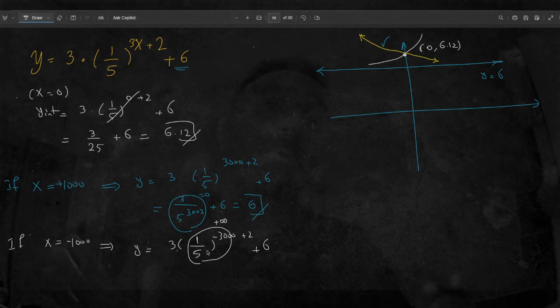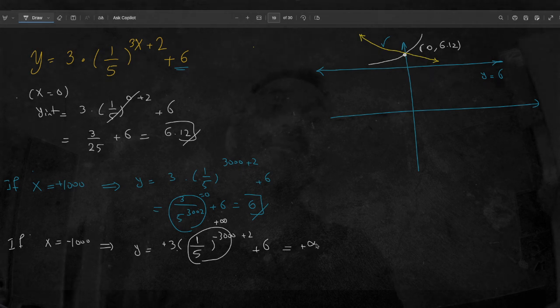3 times a very big number, it's a plus 3. Plus 3 times a very big positive number is a very big positive number. Plus 6, again, it's a very big positive number. So the behavior of the function when it goes to the left side is getting bigger and bigger and bigger. The y value is getting bigger and bigger and bigger. So again, even from this point of view, the yellow graph is the right answer.